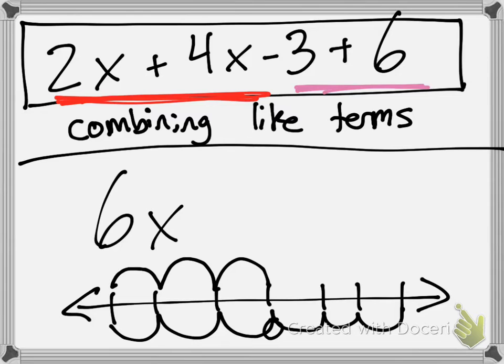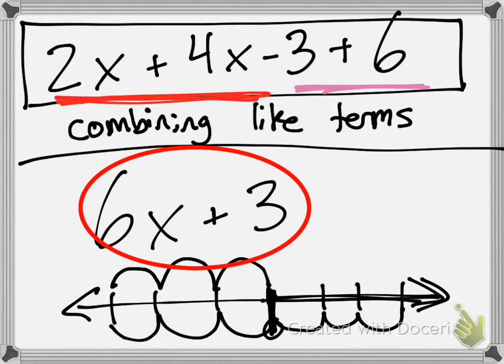Where did I end up? If this is my 0, what number is it, Daniel? It's 3. And it's a positive 3 because we went to the right. This is the answer that we would get. 6x plus 3. We combine like terms.